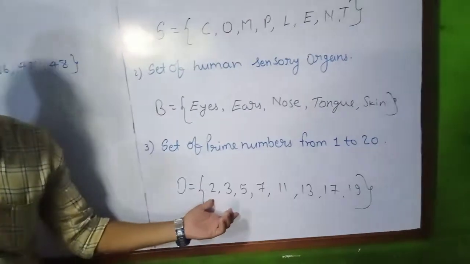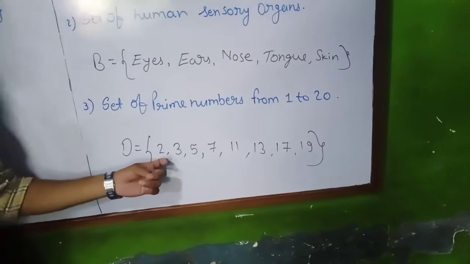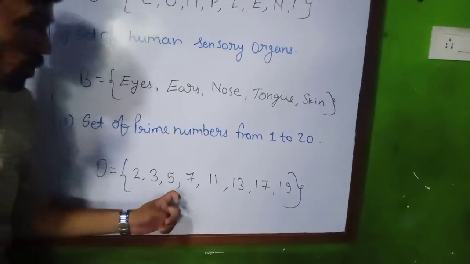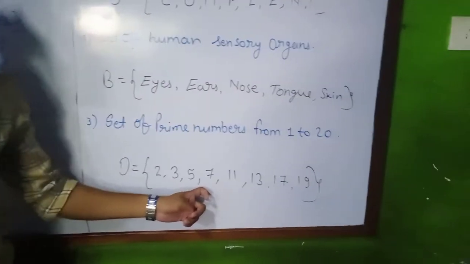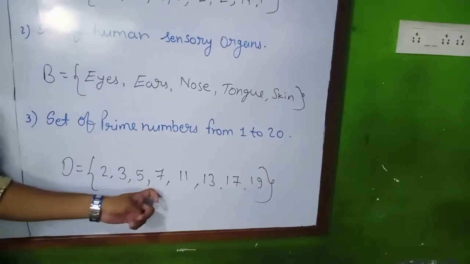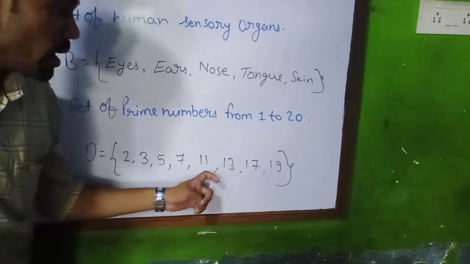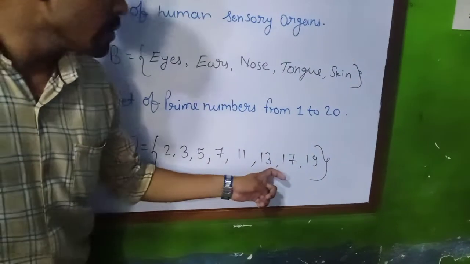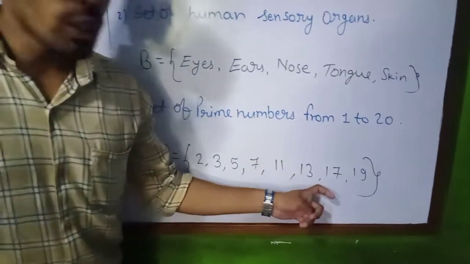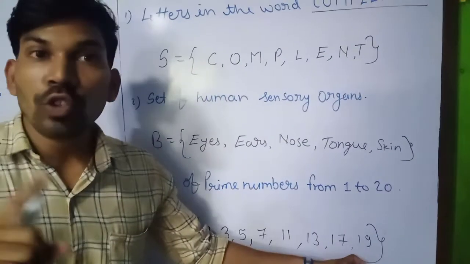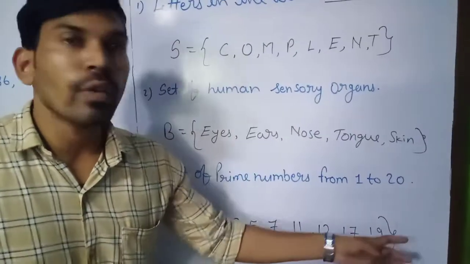As before, 1 is neither prime nor composite, 2 is a prime number, 3, 5. Why should we not take 6? Because that will be a multiple of more than 2. 7, 8, 9, again not, 11, 12 is not a prime number, 13, 14, 15, 16 also not prime, 17, 18 also not prime, 19, and 20 we could not take.